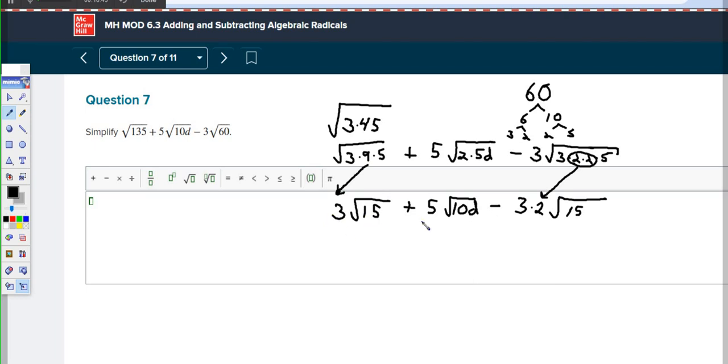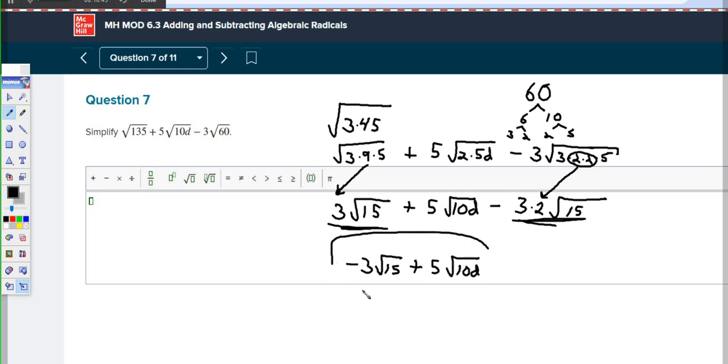So we've got 3 square roots of 15, and here's another square root of 15 on the end, 3 times 2 square roots of 15. So 3 square roots of 15 minus 6 square roots of 15, 3 minus 6, is going to give me negative 3 square roots of 15. And then I can't combine that square root of 10d at all. So I got plus 5 of the square roots of 10d. There's my final answer there.